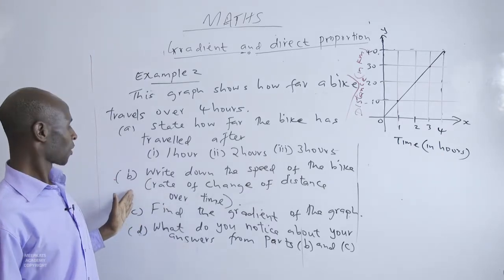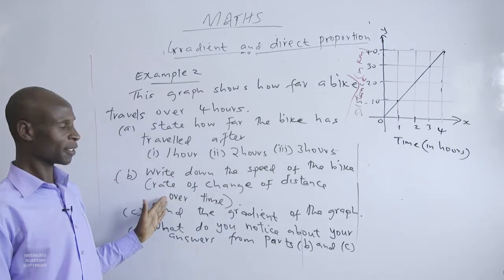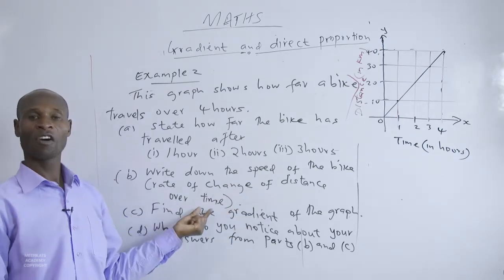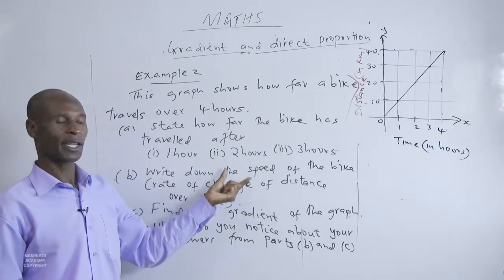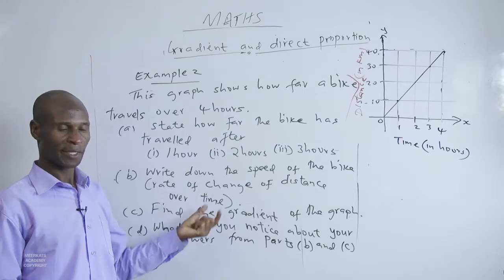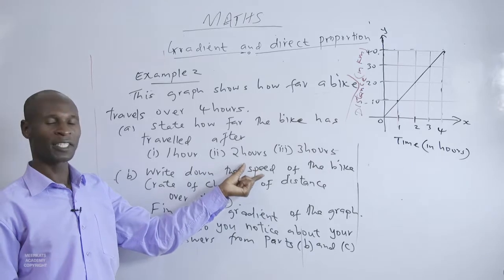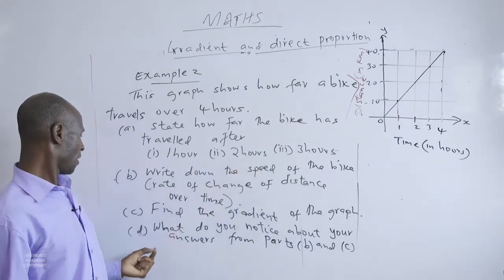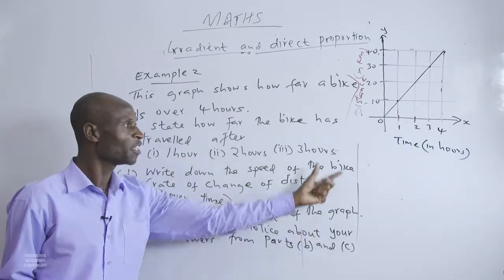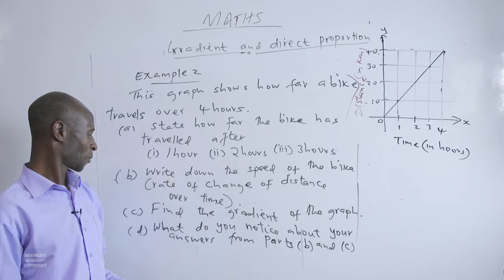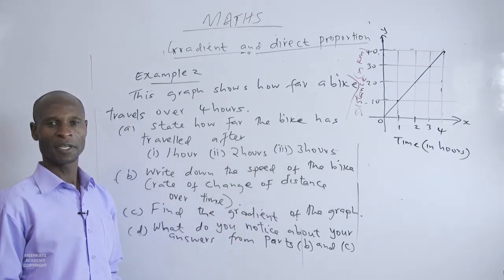In part B, write down the speed of the bike. That is, the rate of change of distance over time. So in part B, we need to understand the definition of speed as the rate of change of distance over time. So how do you write down the speed? Then part C, we are required to find the gradient of this straight line graph. So we need the knowledge and the formula of determining the gradient of a straight line.